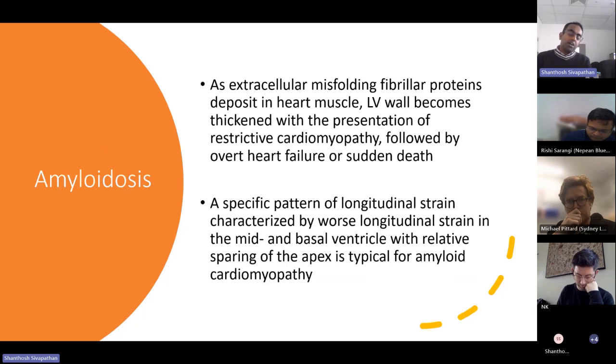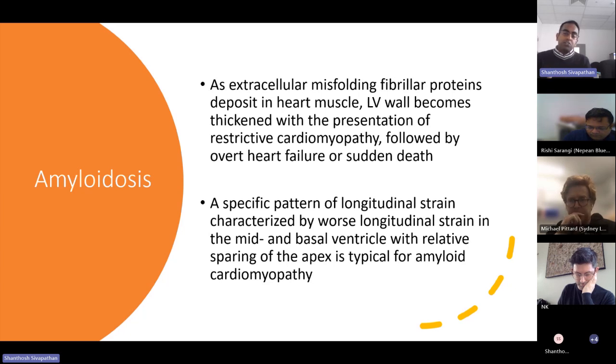Now, someone's going to ask me why that's the case, and I've asked all the experts, and no one's been able to tell me why there is sparing of the apex but not anywhere else. So this gives us a good clue. When we do GLS, or global longitudinal strain, and we get a bullseye pattern, and we can see the apex is spared and everywhere else it's not, we know, hang on, this person has AL amyloid or cardiac amyloidosis.